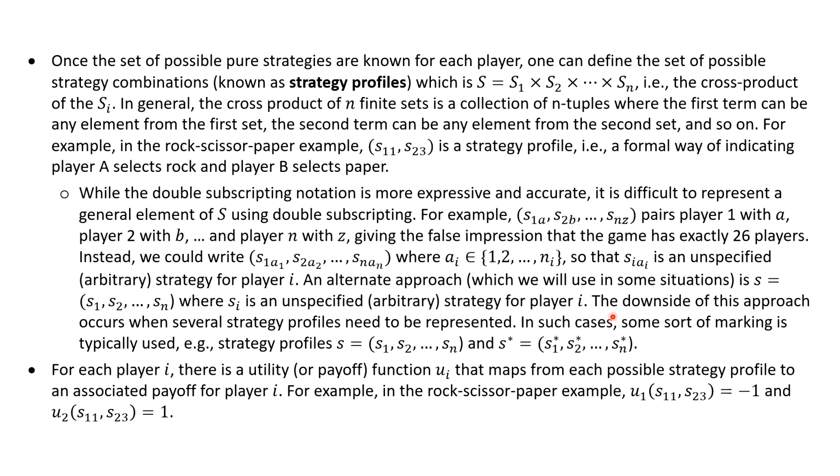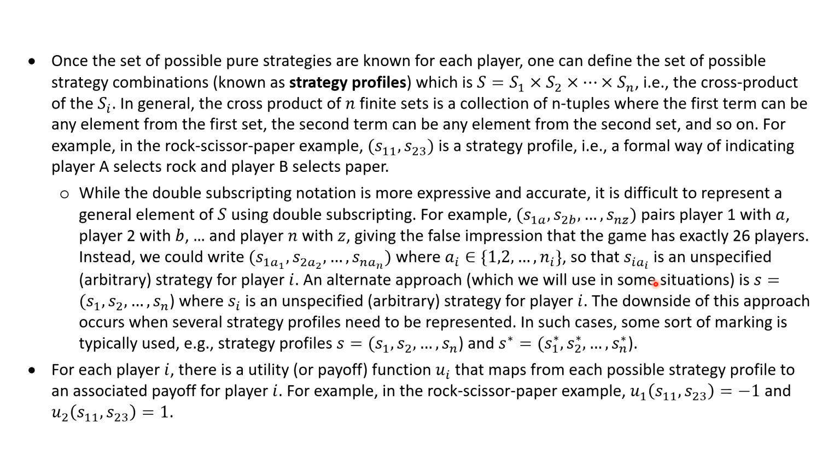What you run into is a problem if you need to talk about several strategy profiles in the context of a proof, and since you don't have this second subscript in here, you would need some other type of notation. So for example, you could do this here. So this would be one element from this cross product, and then this would be another element.